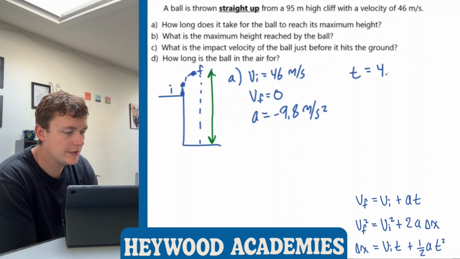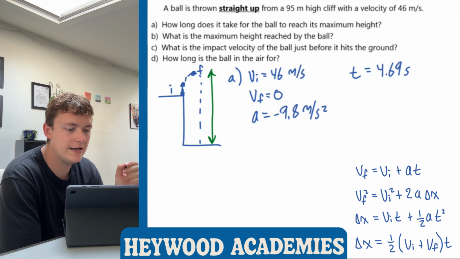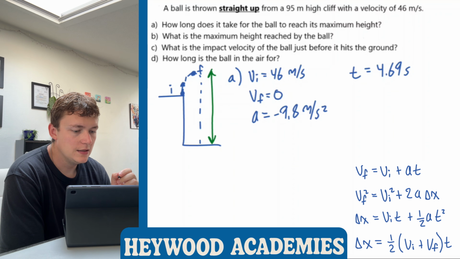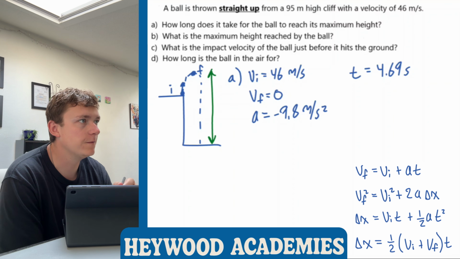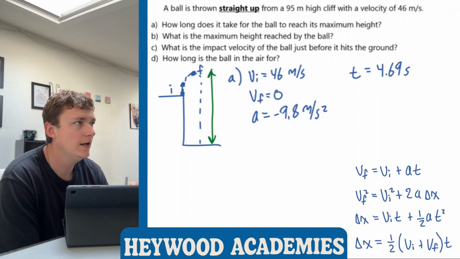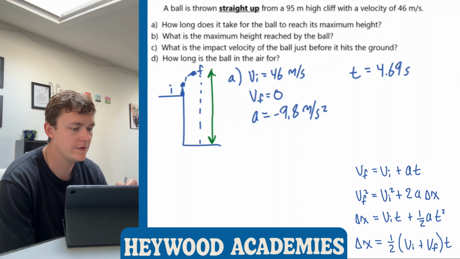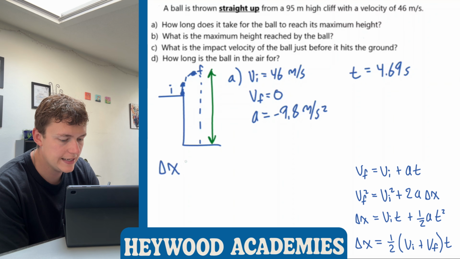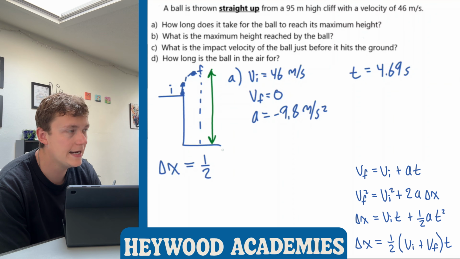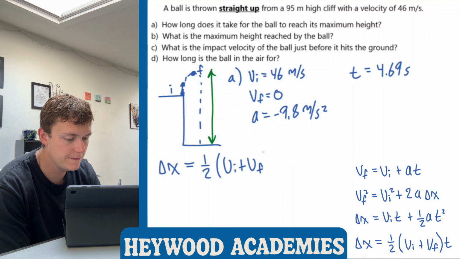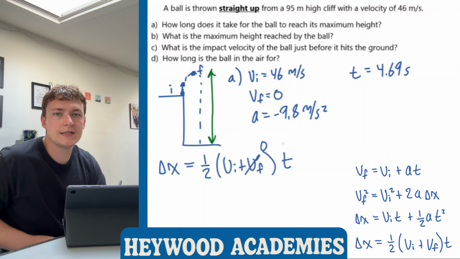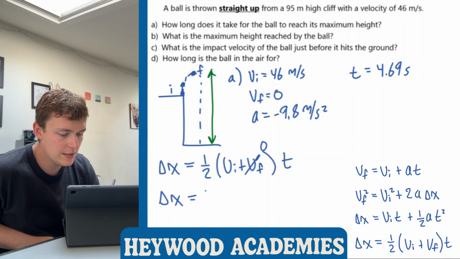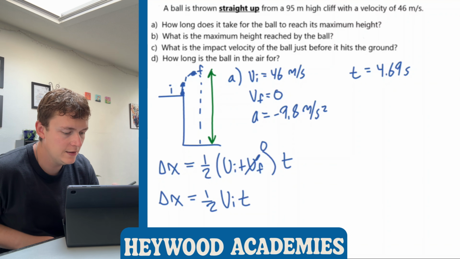So from that first part, we had 4.69 seconds, so I'm going to leave that in there. Now if we go initial and final, the same setup that we had before, we're going to try and solve for our delta x in this case. We've got a couple different options here. Let's go with this one: delta x is equal to 1/2 (V initial plus V final) times t, and we've got the final as 0, so we can cross that one out. Delta x is equal to 1/2 V initial t.